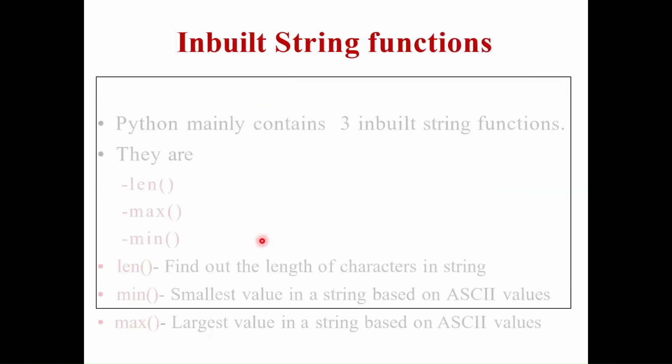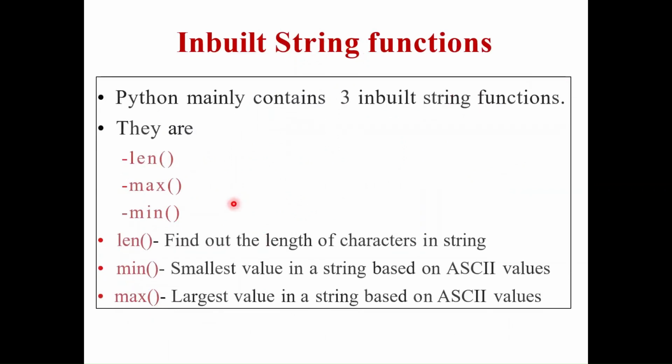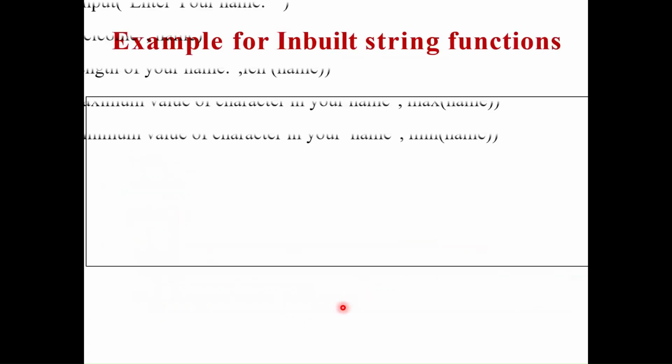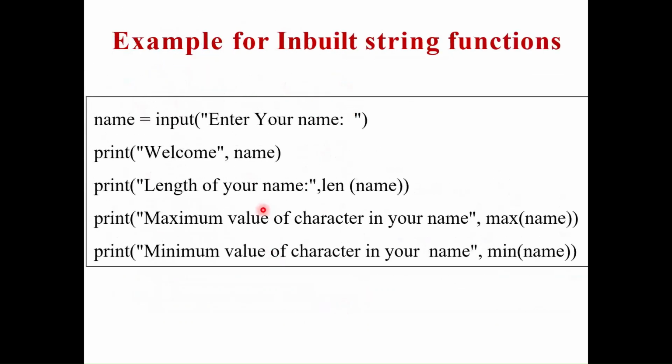Then let us see the main three built-in functions. The three functions are len function, max function, and min function. Len is for finding the number of characters. Like other languages, the function is used to count the number of characters. Then min and max functions are different. Min function extracts the character which is having the minimum ASCII value. Similarly, max function returns the maximum ASCII value for a character. And we can see the example specifying the three functions.